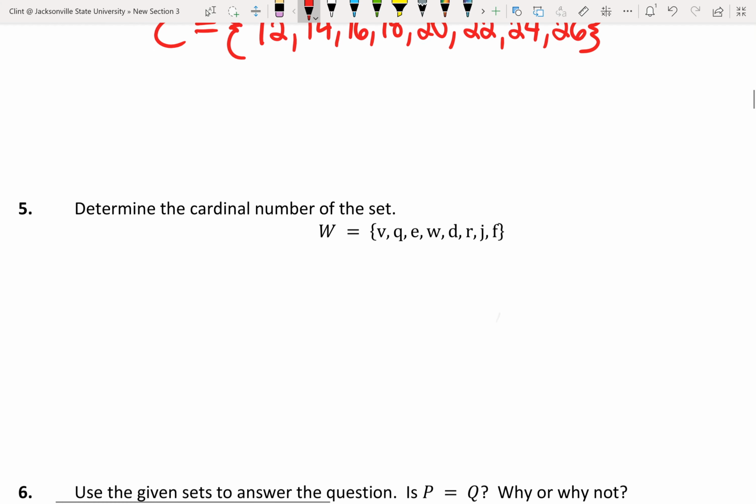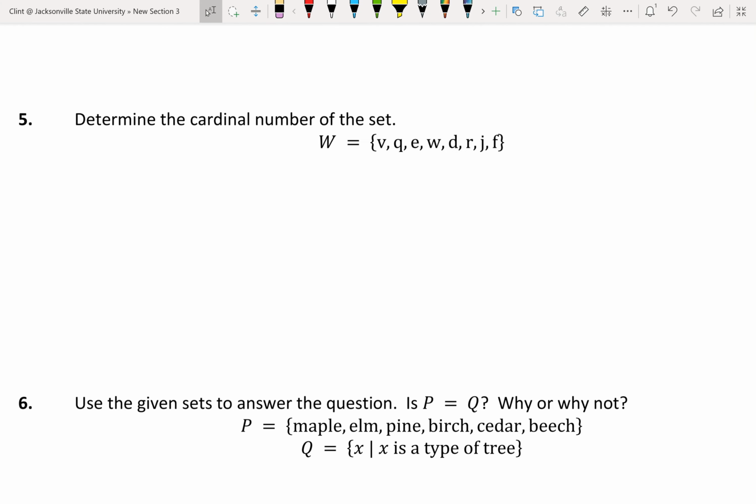Number 5 tells us to determine the cardinal number of the set, and if it gave it to you in notation, it would look like absolute value, right? The cardinal number of our set here is just how many elements it has, so we just count them. 1, 2, 3, 4, 5, 6, 7, 8. This is really a vocabulary problem. It doesn't really have any calculations or anything to do there.